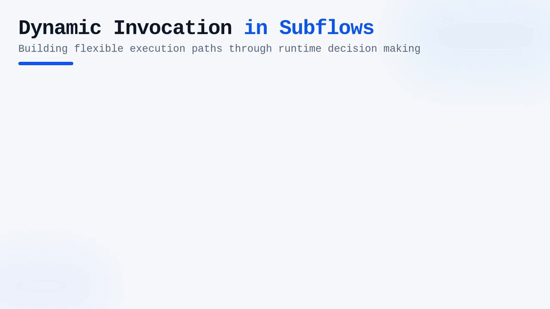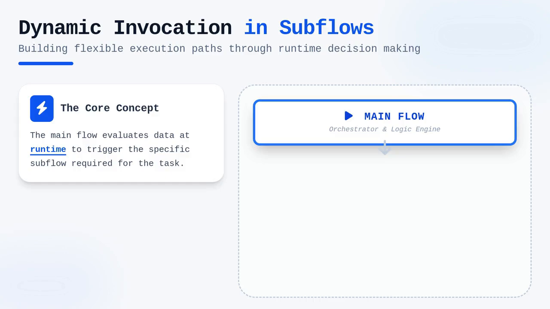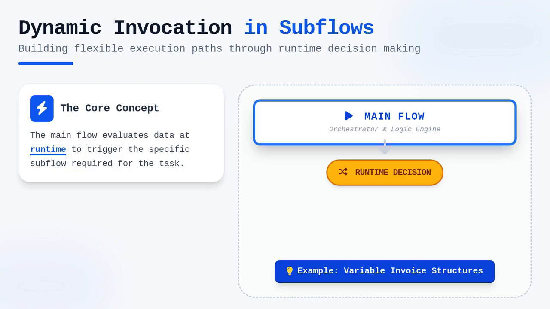Dynamic invocation is another powerful technique when working with subflows, allowing you to build highly flexible execution paths. By utilizing logic loops or conditional triggers in your main flow, you can decide at runtime which subflow needs to run based on the specific requirements of the data being processed. If you are handling invoices with varying structures, your main flow might parse the initial data and then dynamically call an extraction subflow specific to the vendor type identified.